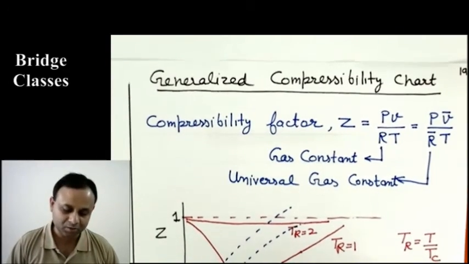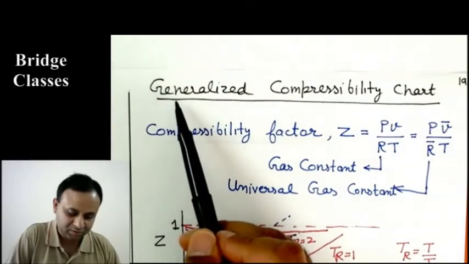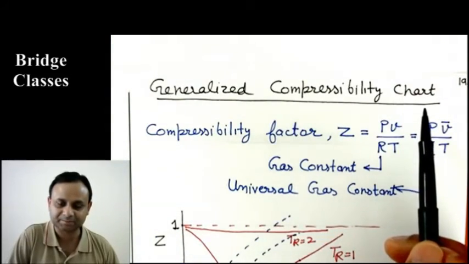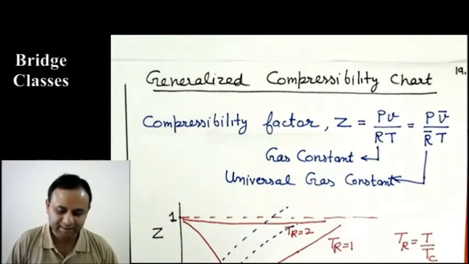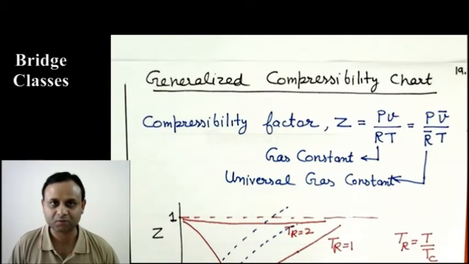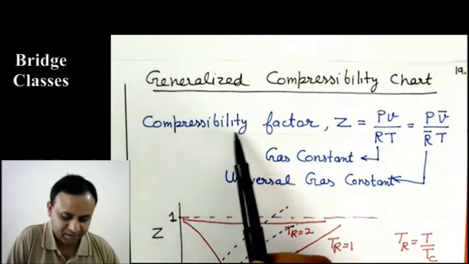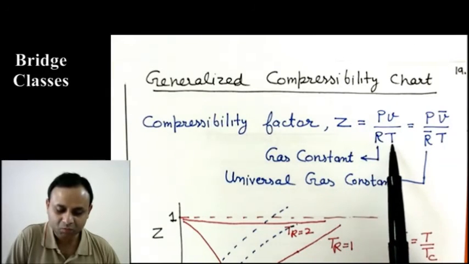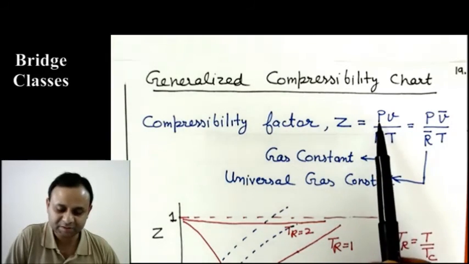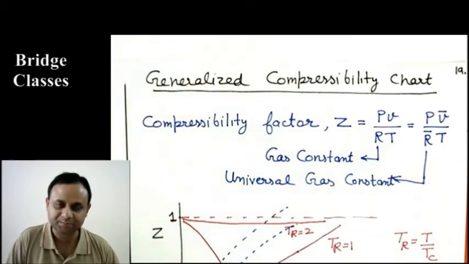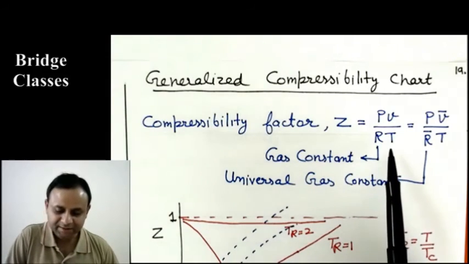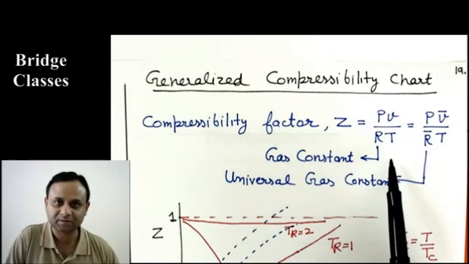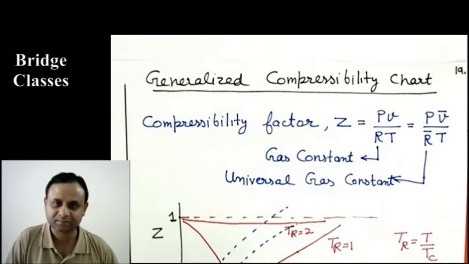Another simplification is ideal gas. And before I talk about that, we'll talk about what is called the generalized compressibility chart. And this analysis is applicable for gases. It is not for liquids and solids. We are talking about gases. So if we define a compressibility factor Z as PV over RT, where P is pressure, V is specific volume, R is gas constant, T is temperature. And in this equation, temperature has to be in Kelvin. It can't be in Celsius, it is in Kelvin.